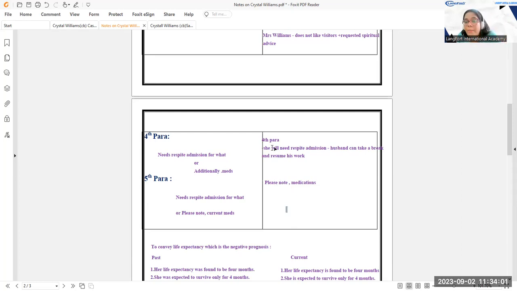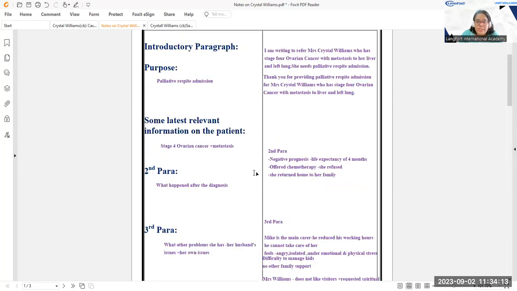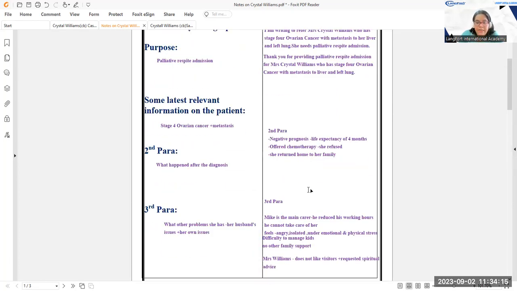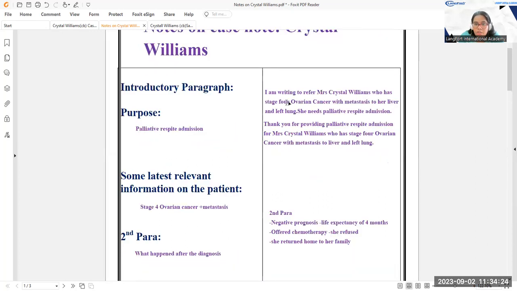Or in the fourth paragraph, you can mention the medications first. Then in the fifth paragraph, you can mention for what the patient needs the respite admission. It's up to you. Okay, all of you go through it. Go through the intro, second paragraph and third paragraph. I'll just zoom in so it's visible. Go through the introductory paragraph and second paragraph.